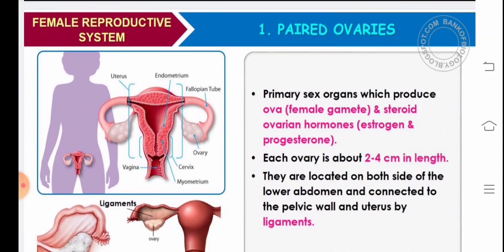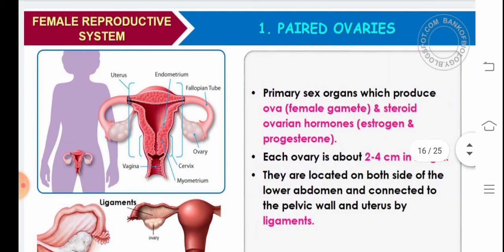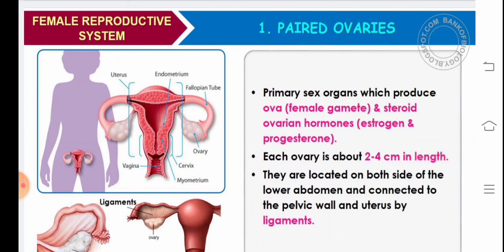Next, we look at the primary sex organ first, that is the ovary. The ovary produces the female gamete, that is ovum or egg. So hence it is called the primary sex organ. In sexual reproduction, the male gamete, that is sperm, and the female gamete, that is ovum, fuse together to form a zygote. Clear? The ovary also produces hormones called estrogen and progesterone.